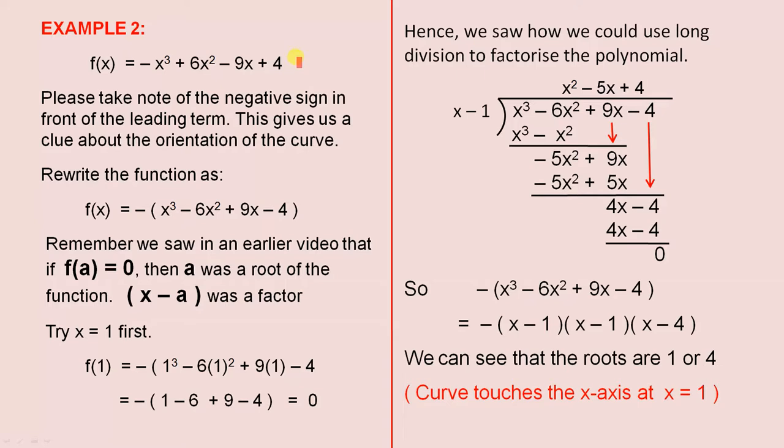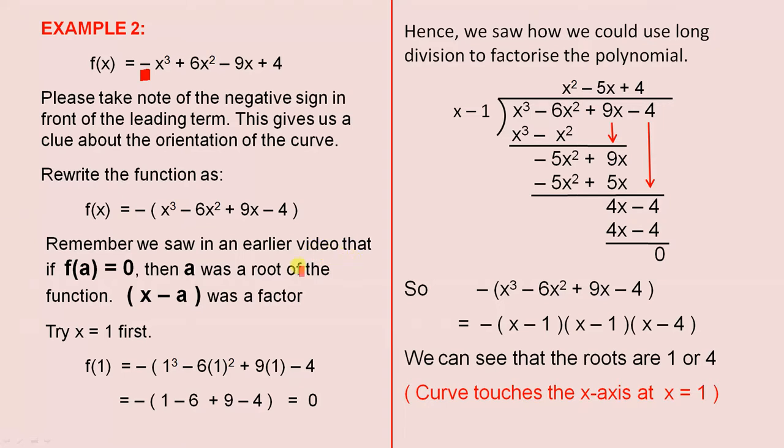Example 2. Here is the next function. Look at it carefully. Please take note of the negative sign in front of the leading term. That negative sign there gives us a clue about the orientation of the curve. Now we rewrite the function as this. So all we do is take the negative sign out, and that's exactly the same as the first function here. We've just taken the negative sign outside the brackets.